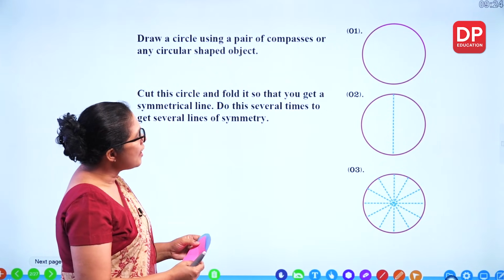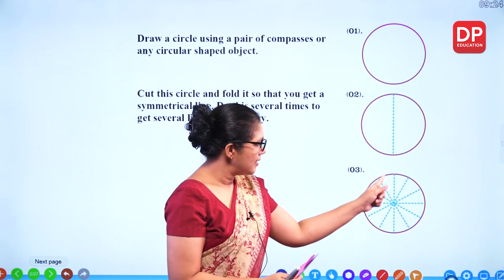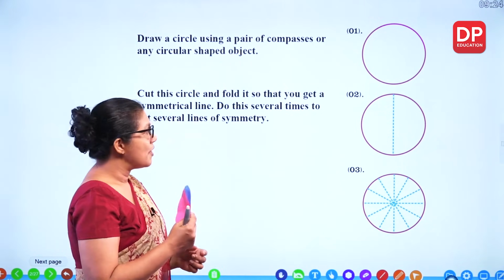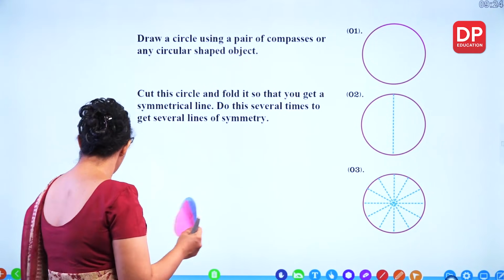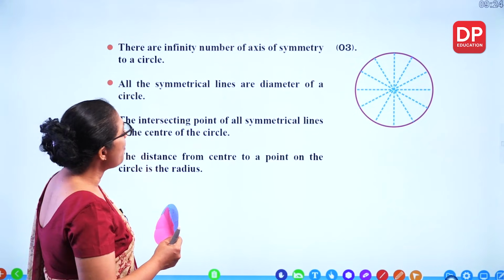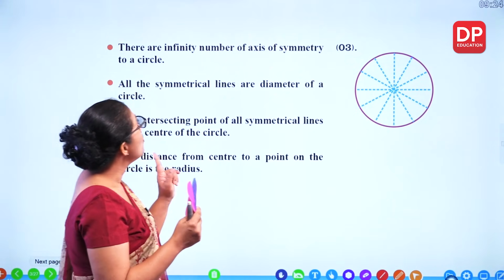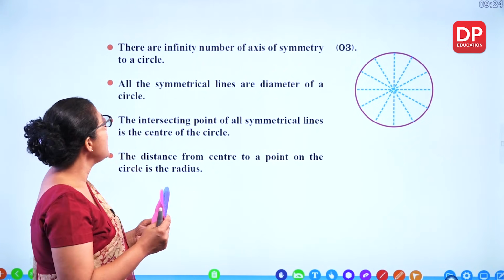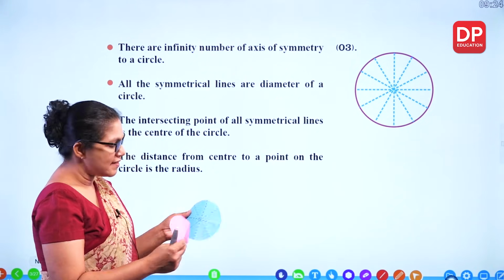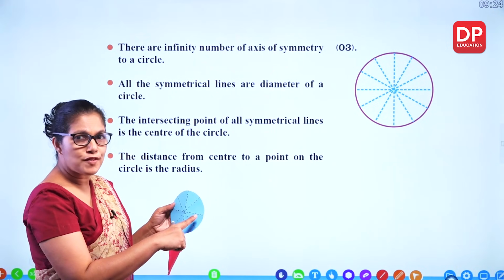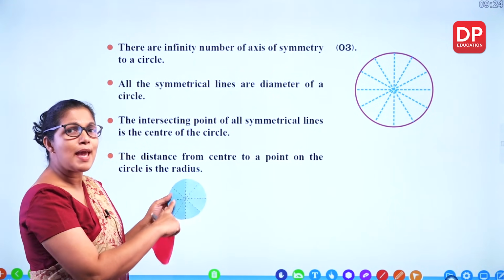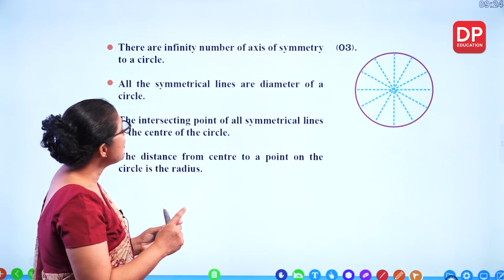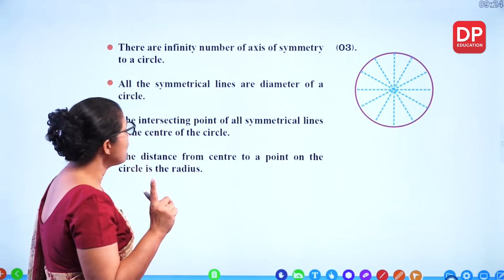So what can you say about this circle? You get a lot of symmetrical lines. We'll see what the properties are. You will see an infinite number of axes of symmetry to a circle. These are called axes of symmetry because one side is the same as the other side. And all the symmetrical lines are diameters of a circle.